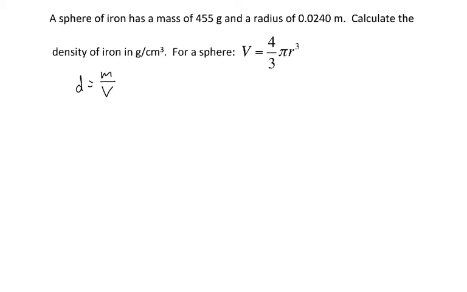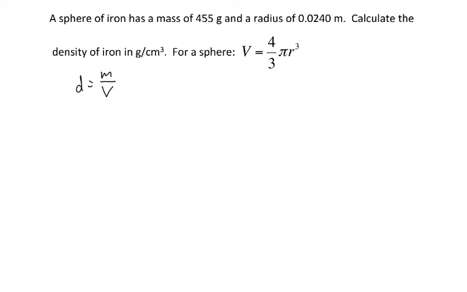is mass over volume. So in order to calculate the density, I need the mass, which I have, and I need the volume, which I don't have directly. However, they've given us the equation for the volume of a sphere, and in order to calculate the volume, I need the radius, and they've given us that. So I can use this equation to get the volume.